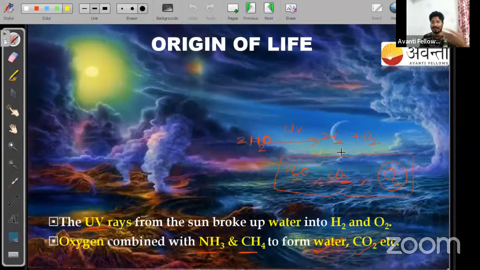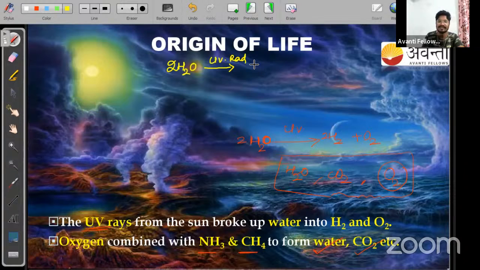Okay, so this was the environment initially when the earth originated. Then what happened? This particular UV ray acted upon the water molecule, which was present in the vapor form. H2O, 2H2O to balance the equation, was acted upon by UV radiations, and as a result 2H2 and molecular oxygen was formed. Hydrogen as well as molecular oxygen was formed.